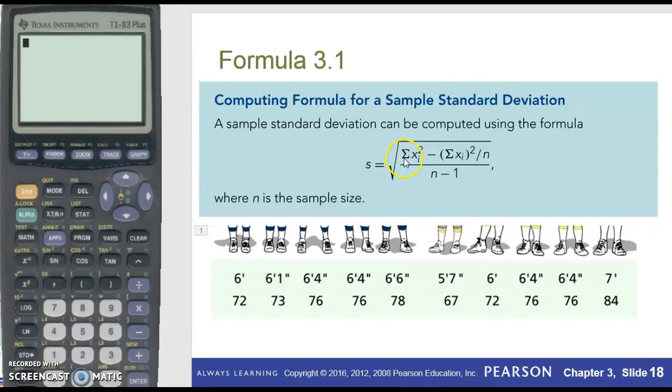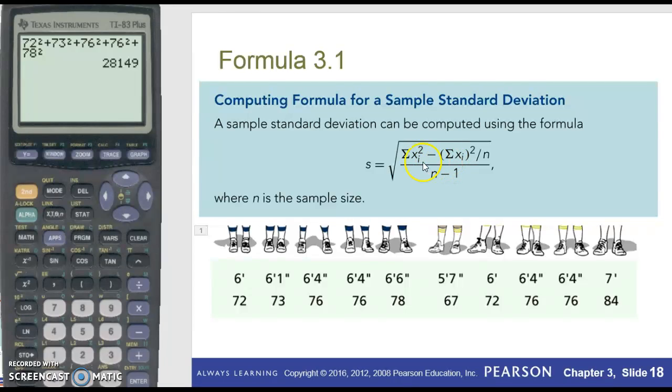First of all, what I'm going to be doing here is taking each of these numbers and squaring them and adding them up. So in other words, I'm going to take 72 squared. That's my first number. And then I'm going to add the next number, which is 73 squared. And then 76 squared. And then another 76 squared. And then my final number, which is 78. Oops, I forgot to do the plus sign. So plus 78 squared. I'm going to add all those together. So that's 28,149. That's this number here.